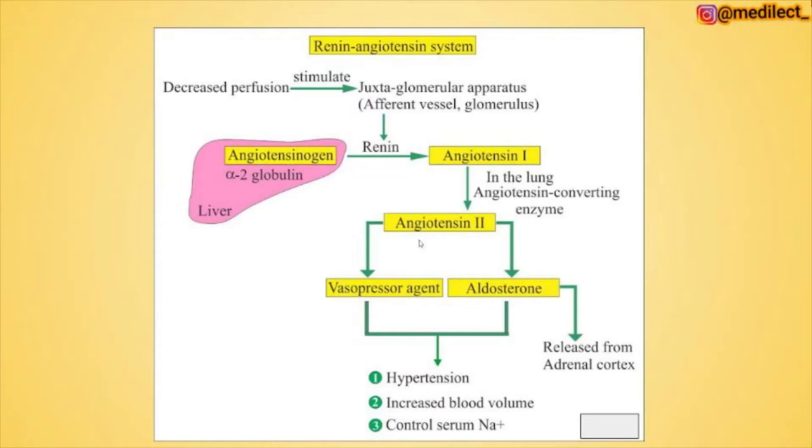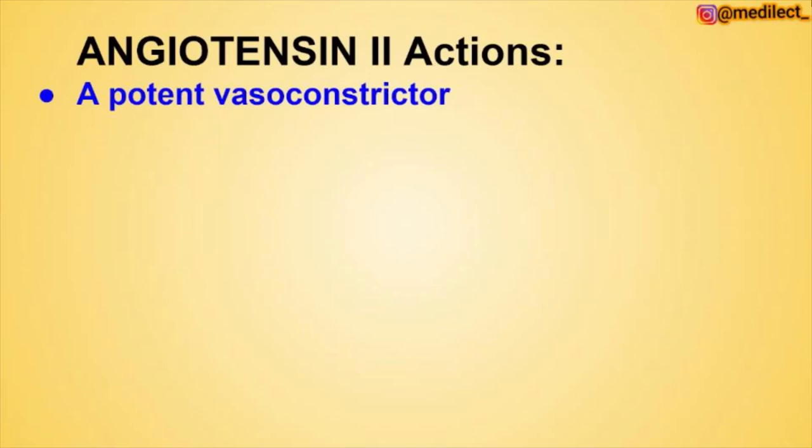So now, what are the functions done by this angiotensin 2? Firstly, this angiotensin 2 is a potent vasoconstrictor and causes vasoconstriction. So let's look at the theoretical part. Angiotensin 2 actions: it is a potent vasoconstrictor and brings about an increment in the systolic as well as diastolic blood pressure. So that's why angiotensin 2 causes the increment in the blood pressure.